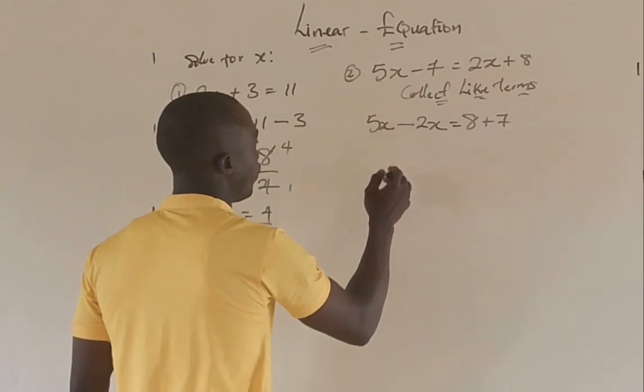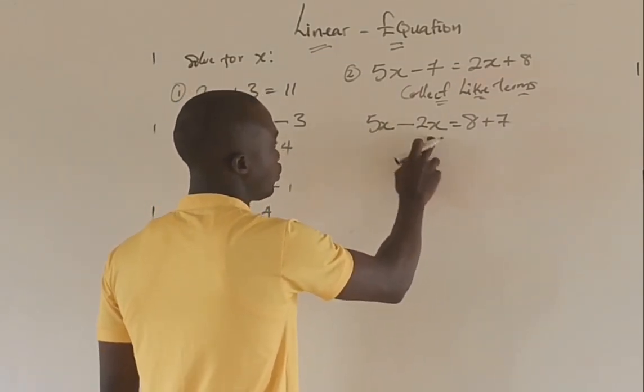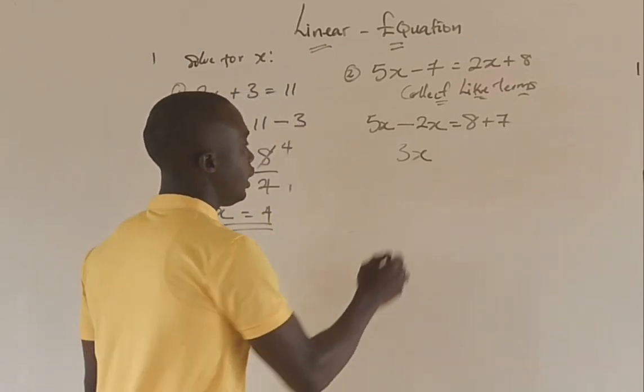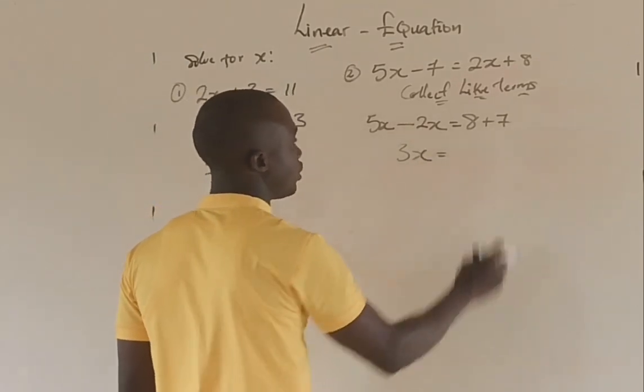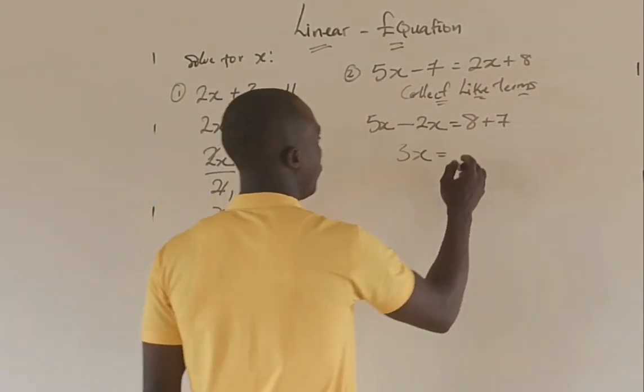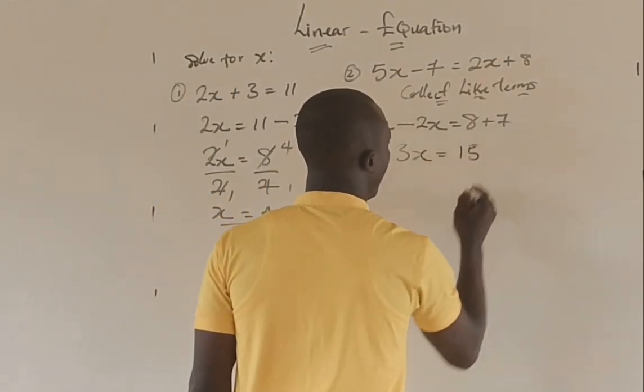So in this place, we have 5x minus 2x, which will give us 3x. 3x equals 8 plus 7. 8 plus 7 will give us 15.